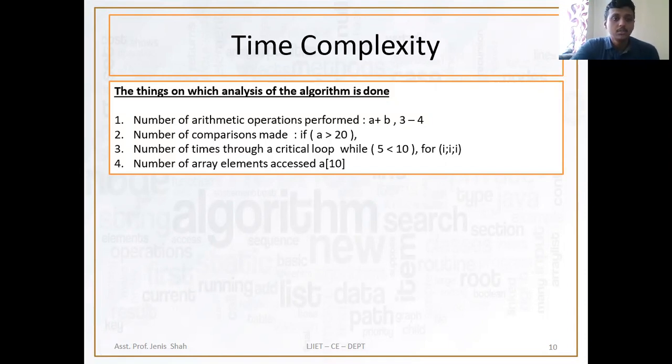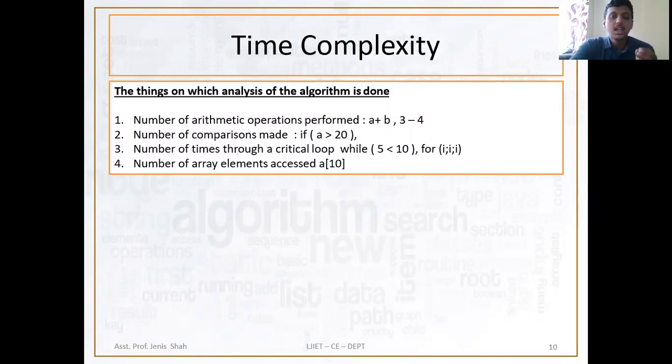So the first one is the arithmetic operation. Students, arithmetic operations mean what? Any operation like a plus b, c plus d, 3 minus 4, 5 minus 6, all these operations are known as arithmetic operations. Fine. Another thing is the conditions, like if a greater than 20, if b greater than 30, or while a less than 5, moving out of the loop. So all these condition statements are also considered in time complexity.